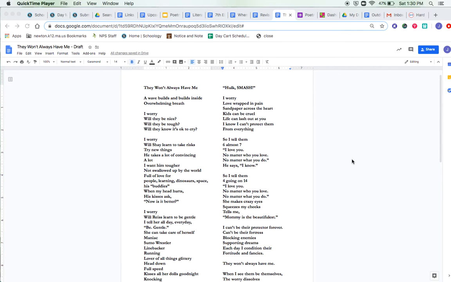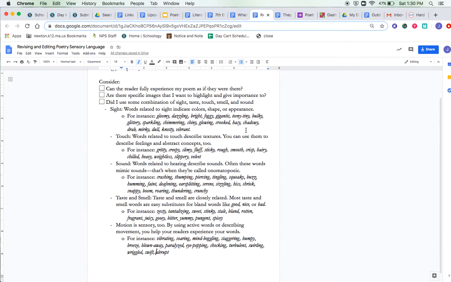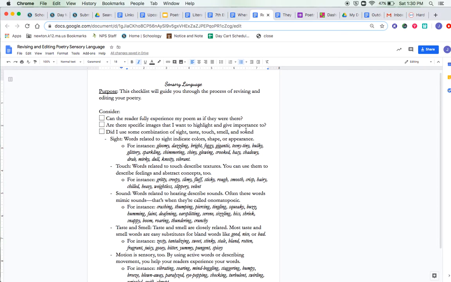All right, everybody. So, another focus area that you could choose is sensory language. And the checklist looks like this. Essentially, the goal of sensory language is to give the reader as close to the actual experience in the poem as possible, and to provide them with the images that they need to fully understand what you're trying to say and what is most important in your message.